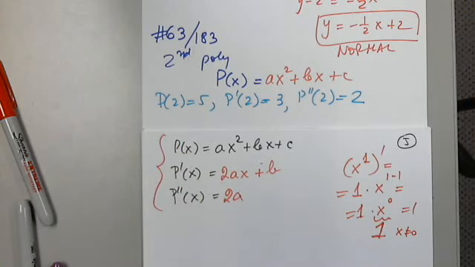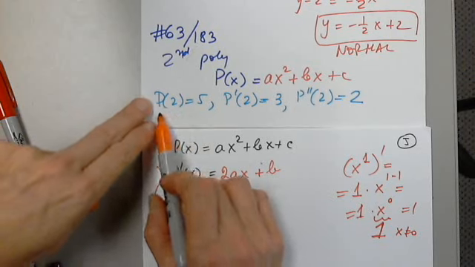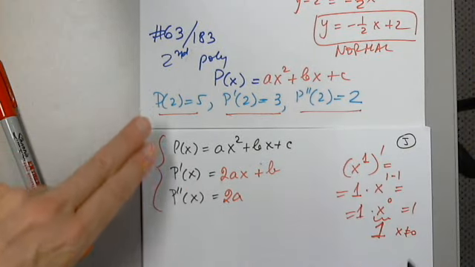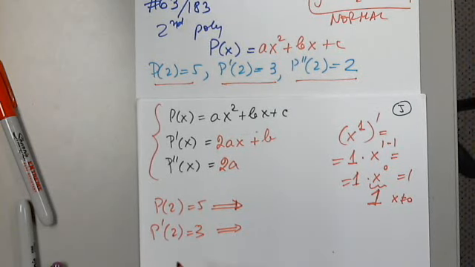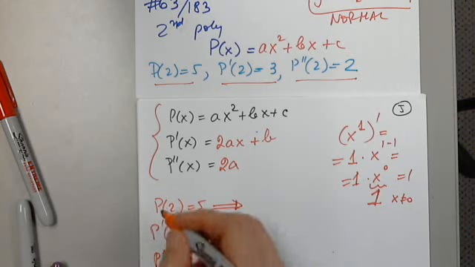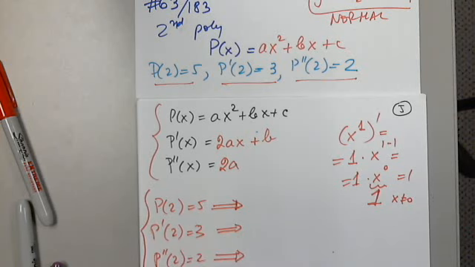So we have actually all this information, one condition, second, and the third. So now P of 2 equals 5 gives us an equation. P prime of 2 equals 3 will give us another equation. And P double prime of 2 equals 2 will give us the third equation, and this is our system of three equations in three variables.